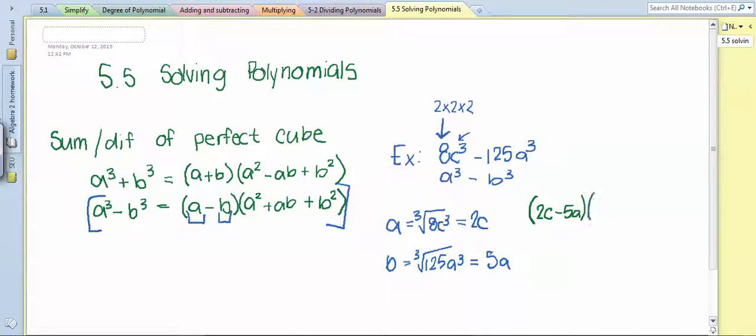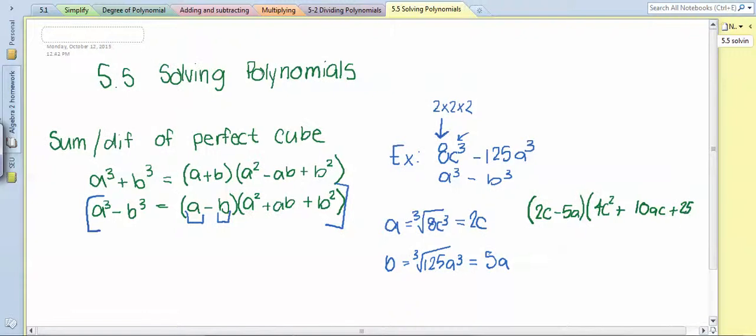Then it says a squared, so it's going to be 4c to the second, and that's because 2 squared is 4. And then my formula says plus a times b, well, 2 times 5 is 10, and a times c. And then my last one would be b squared. Well, 5 squared is 25, and a squared is just a squared, okay? And that would be our final answer.